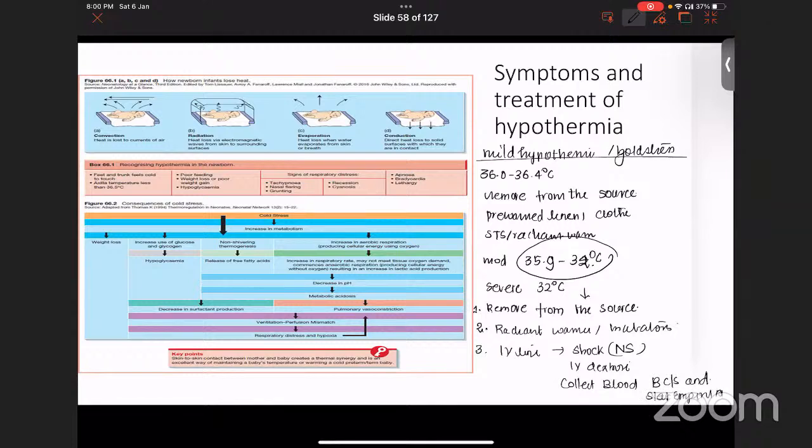And what about the temperature management? Slow warm or fast warm till the child reaches 34 degrees Celsius. After 34 degrees Celsius, slow warm till you take the baby to normal. So this is the treatment protocol for mild hypothermia as well as moderate and severe hypothermia.